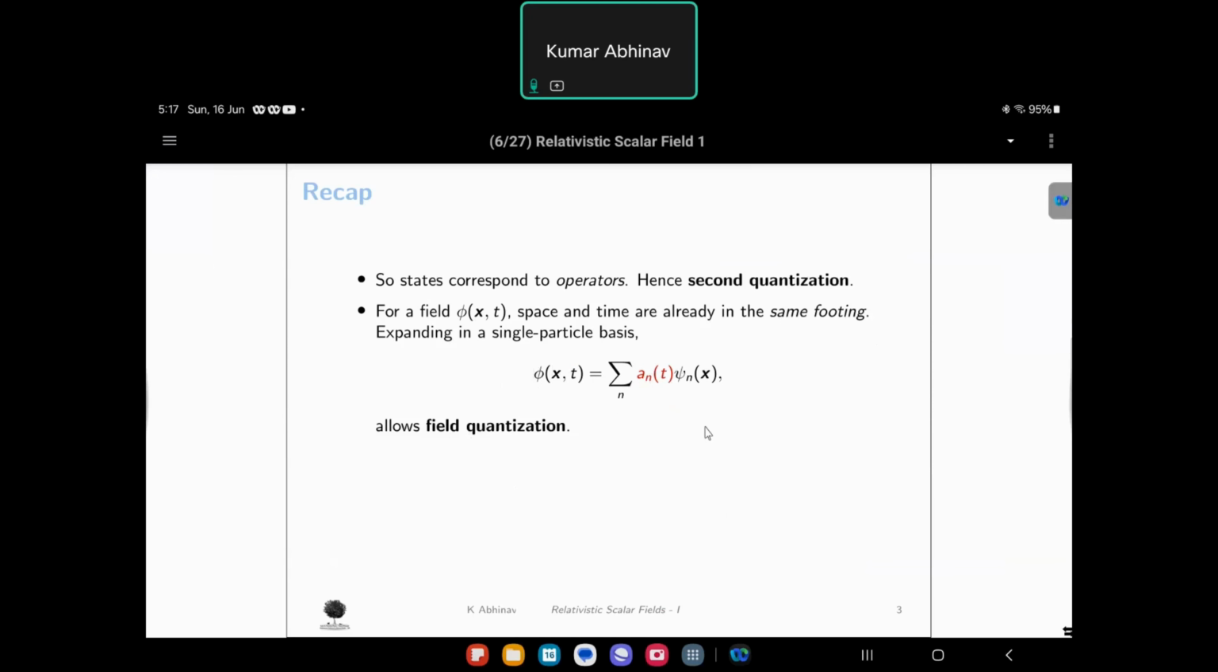and that's why this field quantization is equivalent to second quantization. So these are two different approaches, and the easiest one I find to be the field quantization, because you have a field that behaves classically. It's a function, and you just quantize its expansion coefficients.